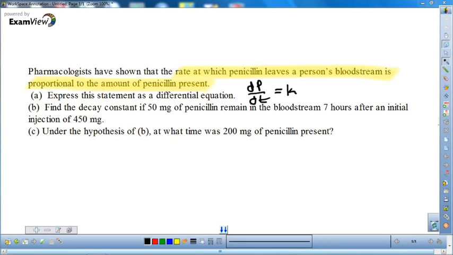So that's the same thing as the rate of change of the penicillin is equal to a constant which is proportional to the amount of penicillin present. So P is the penicillin, K is your constant, T is your time.